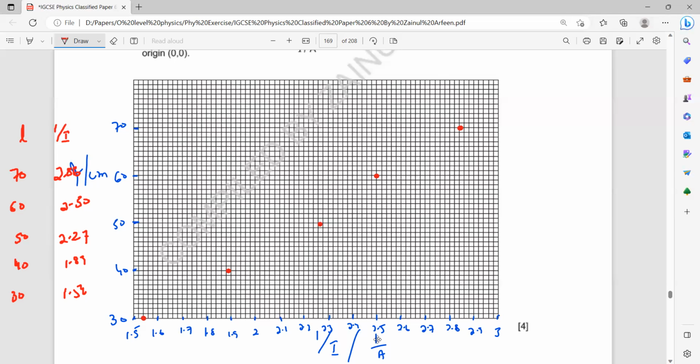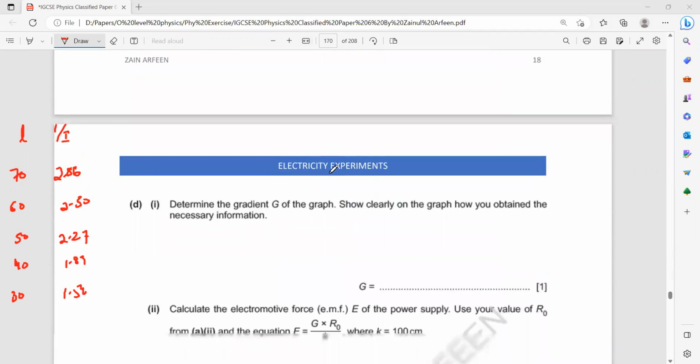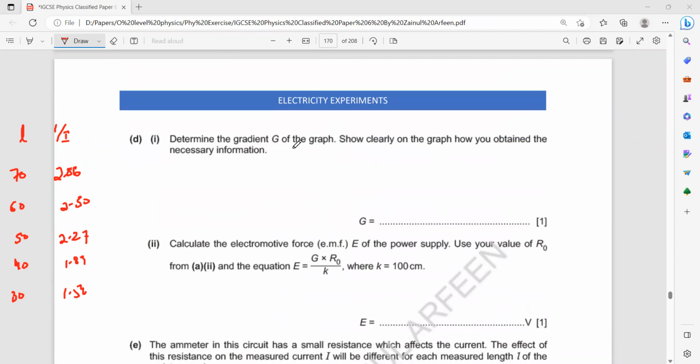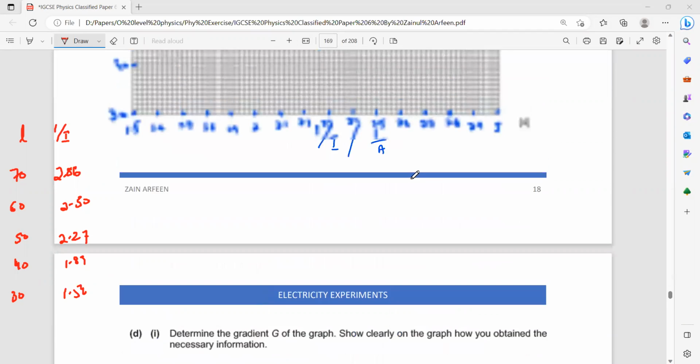Now, whenever you're drawing the line, you should draw a line of best fit. A line of best fit means the number of points above and below should be the same. Some students have a confusion: how will they know whether they have to draw a straight line or a curve? Usually, a simple way to identify this is to check the next part of the question. If they ask for a gradient, then it should definitely be a straight line. If they ask to determine the gradient of a graph, it means it should be a straight line.